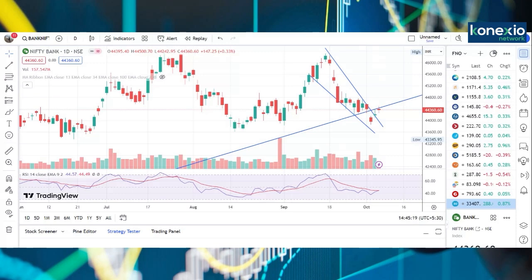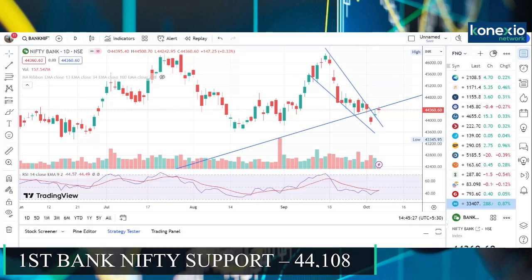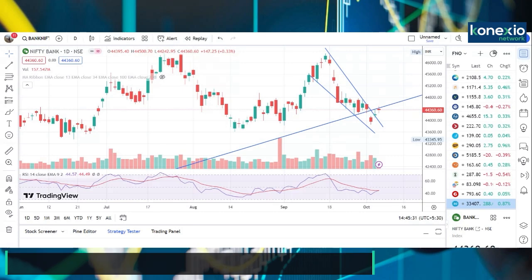So friends, now let us discuss the important supports and resistance levels in Bank Nifty for the next week. The first support in Bank Nifty is placed around 44,108.